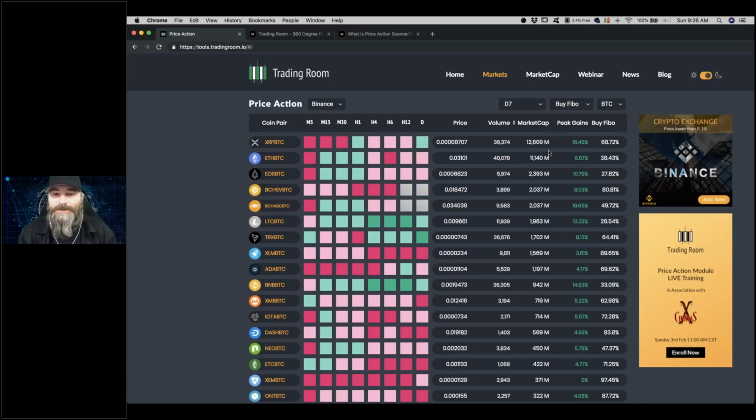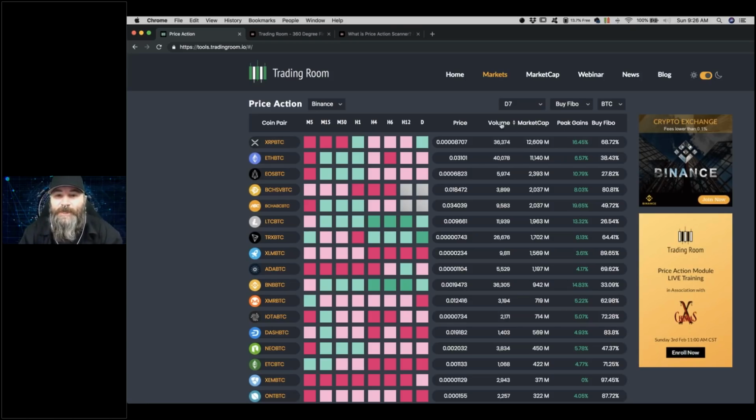Let's say we only want to play some of the majors. Right? The list is right here. So if you want to sort by market cap, bang, it's right here. XRP, EOS, Bitcoin Cash, Litecoin, Tron, XLM, ADA, the whole 9 yards. You can see the market cap right here. You can see the trading volume.